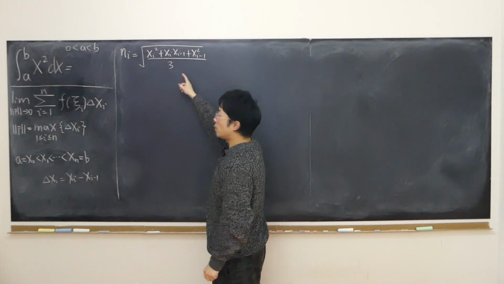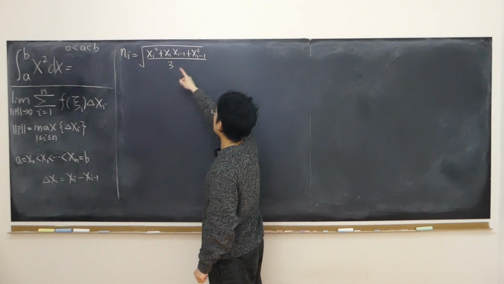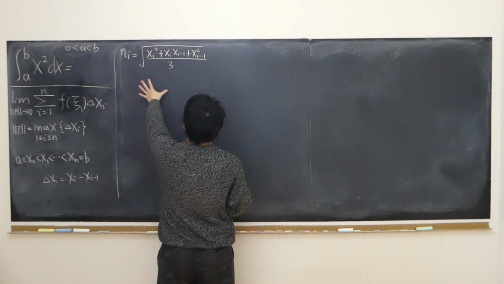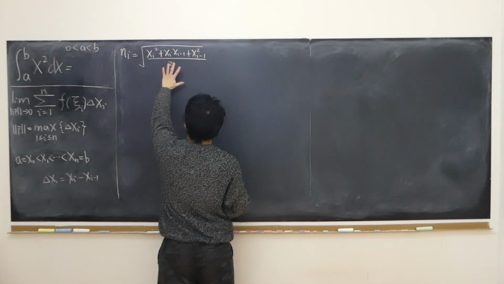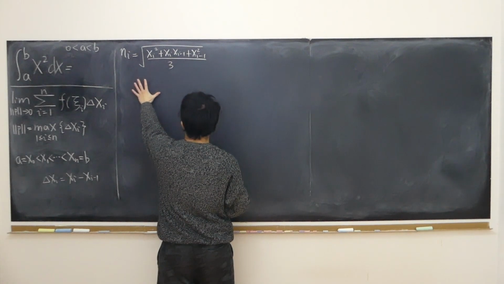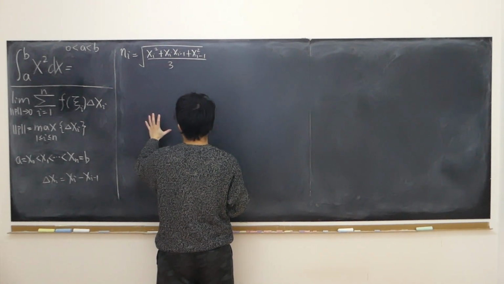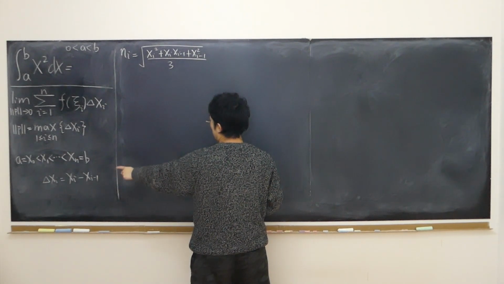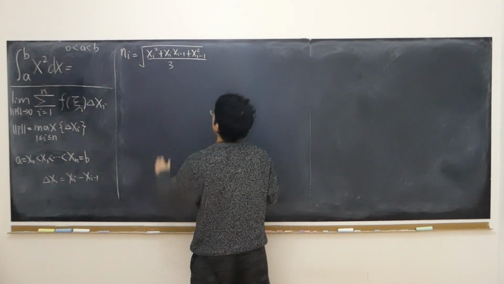So the magical number 3 and the weird expression, where did it come from? I'll explain. The reason I came up with this expression is that using this I can show that eta_i in fact lives inside the interval x_{i-1} to x_i.